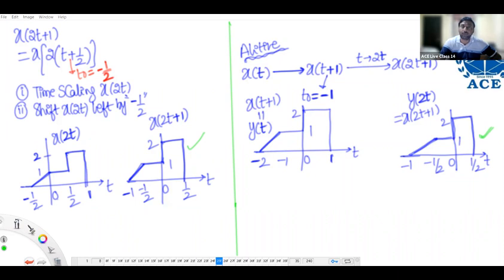On the left side I followed first scaling, then shifting. On the right side, first shifting, then scaling. The result is the same. So it depends on your idea how to approach the question. Both ways the result is the same. Scaling, shifting we can do; shifting, scaling also we can do.